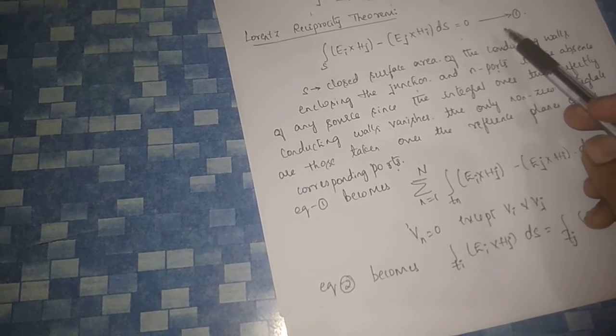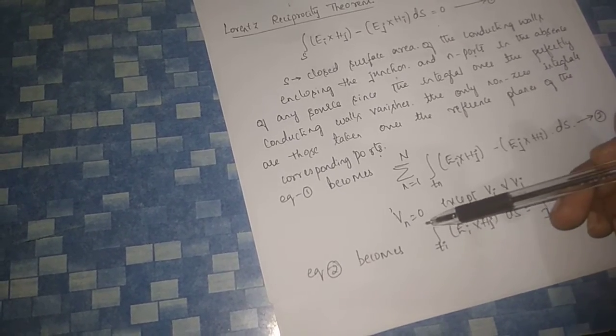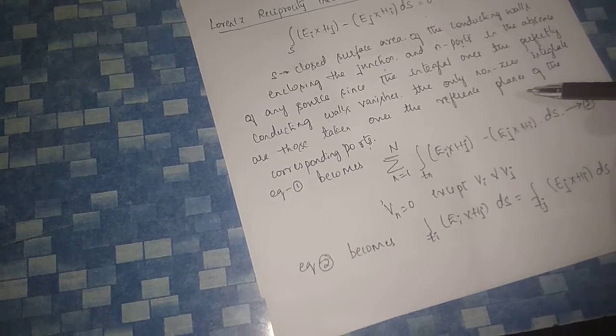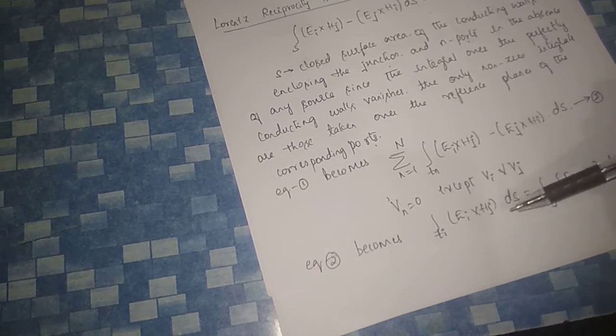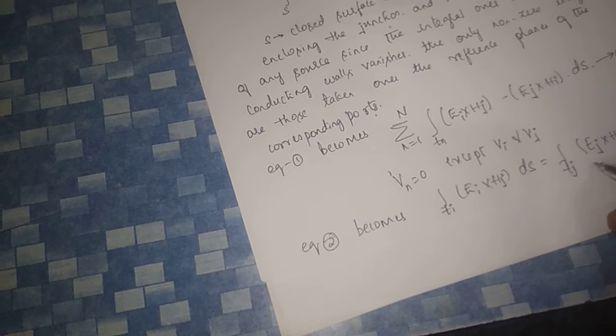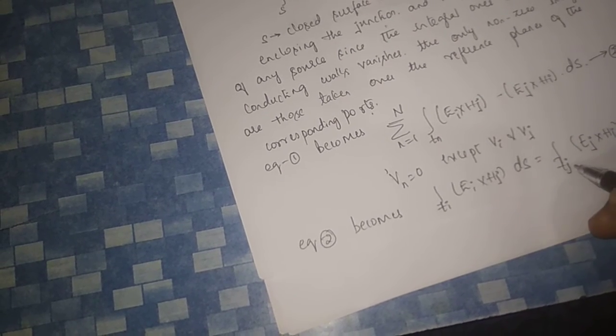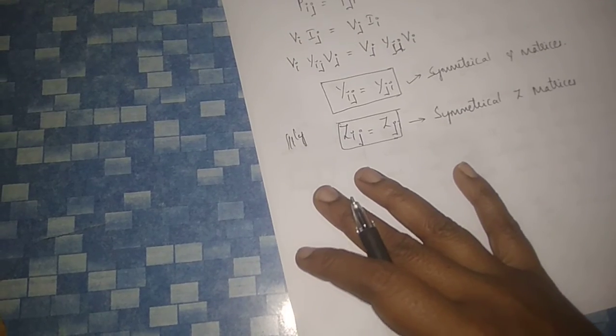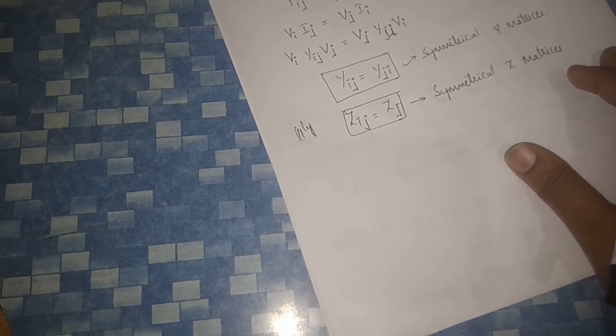Okay, now your equation 1 reduces to this. Vn is equal to 0 for all the ports except for i and j. So equation 2 becomes this one. From this you will be getting Pij is equal to Pji. So next you have to consider the admittance and again the impedance. So this is your proof. This has been asked only in one examination. You can check in the previous year question papers.